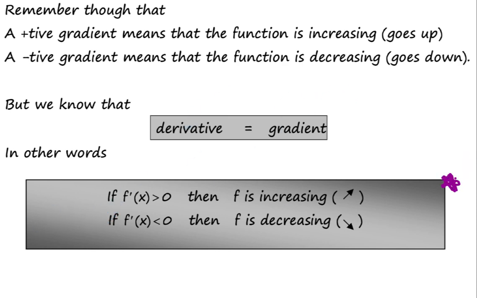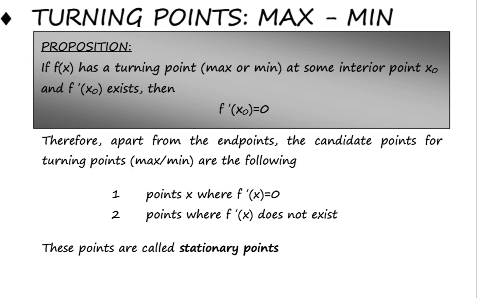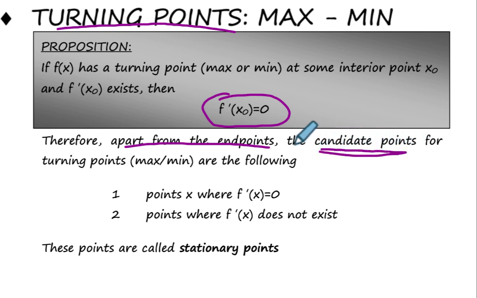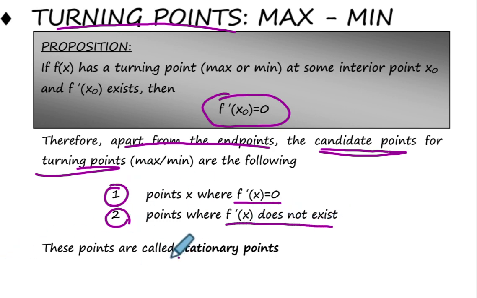Recall from earlier, turning points are where the local maximum or minimums occur on a graph, and algebraically you can find a turning point by setting the derivative equal to 0. Therefore, apart from your endpoints, which are also possible turning points, the candidate points for the maximum and minimum points on your graph are the following. Step 1, you're going to find the points where the derivative is equal to 0, and then step 2, you're going to find where the derivative does not exist. These possible turning points are called stationary points.